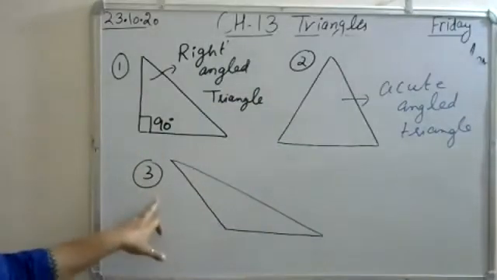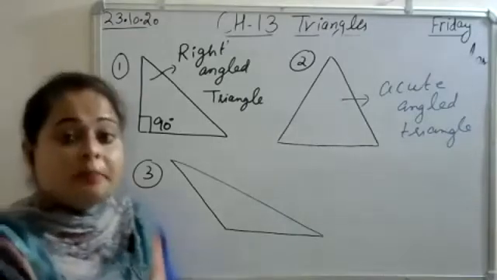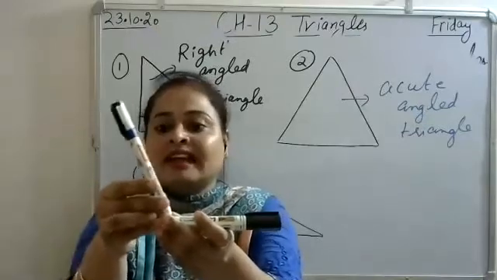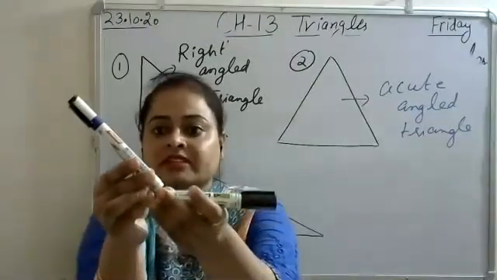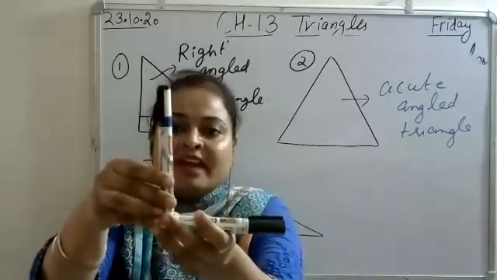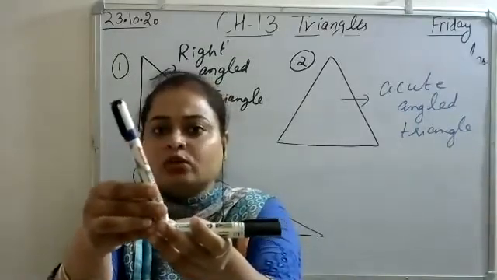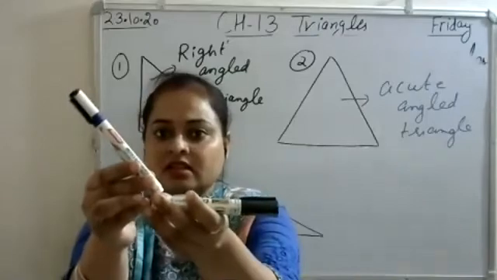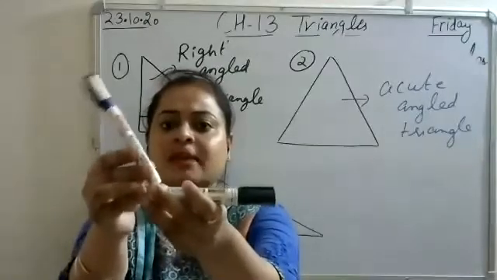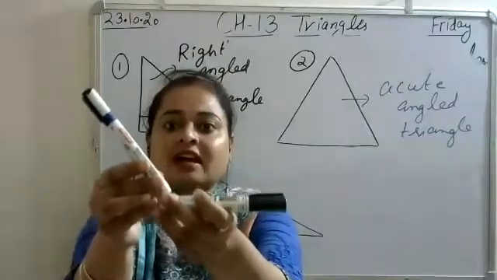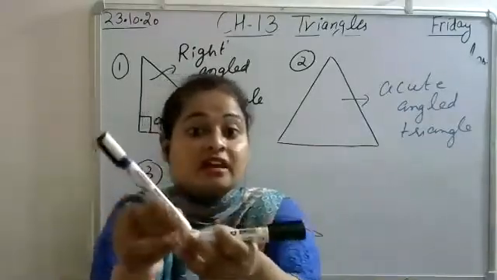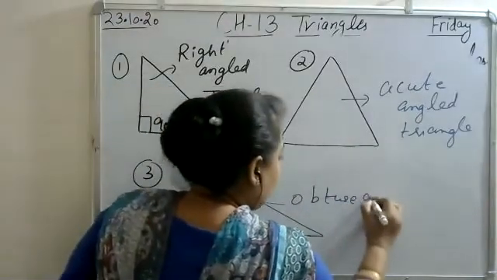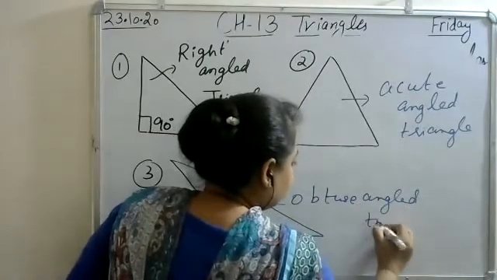Now come to the third part. In the third part, one arm is moving out like this. This is 90. Whenever one arm is moving out, it means the angle is bigger than 90 degree. Whenever you observe this type of figure, it means the angle is obtuse and the triangle is obtuse angled. Obtuse angled triangle.